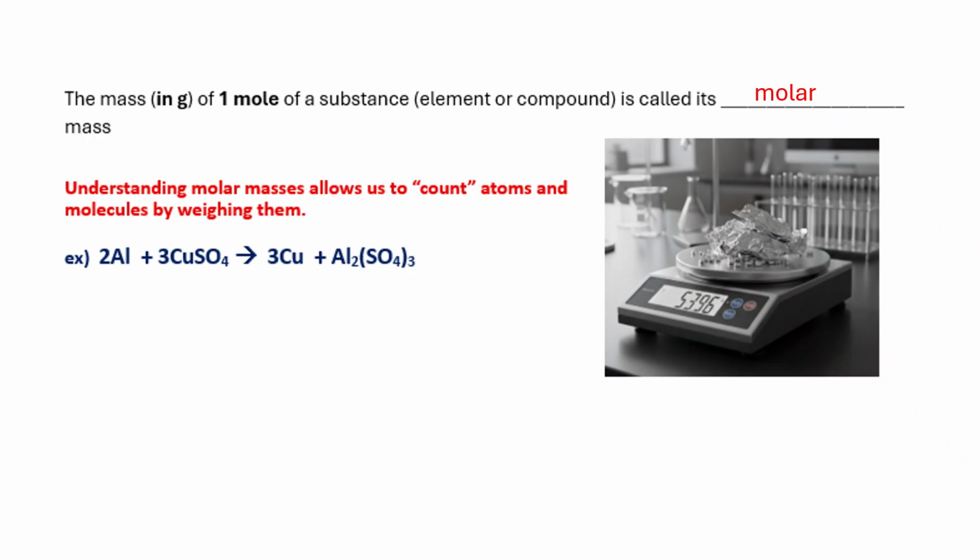Well, if you know that 1 mole weighs, according to the periodic table, 26.98 grams, then 2 moles would weigh double that, which is about 53.96 grams. Okay, so that's how we use this concept of the mole to allow us to count atoms and molecules by weighing them. If we know the mass of a mole, we know how many of something are in a mole, then we can use the balance to know roughly how many of those atoms or molecules we have.